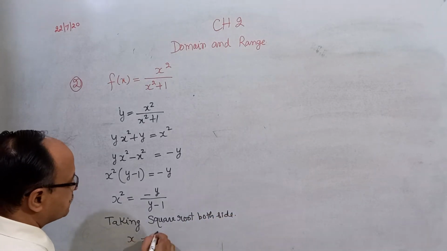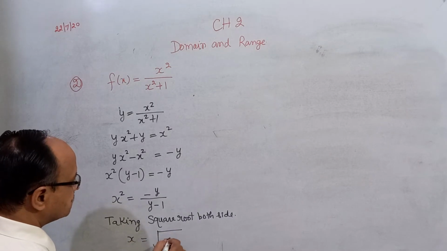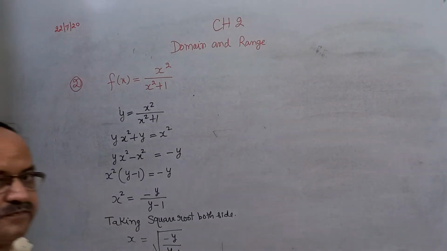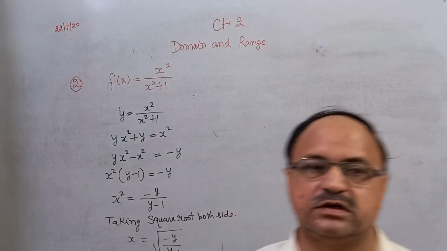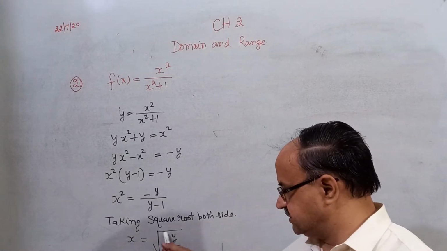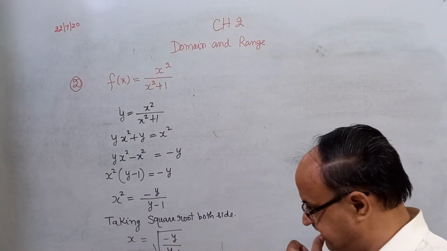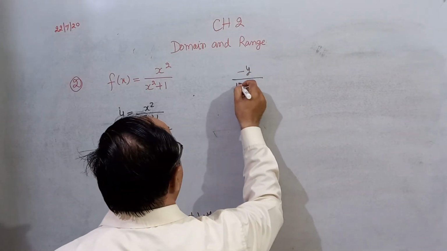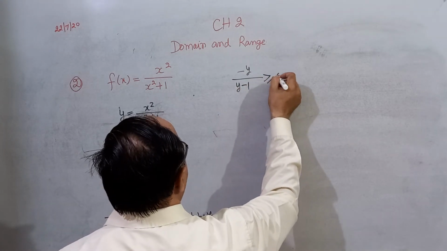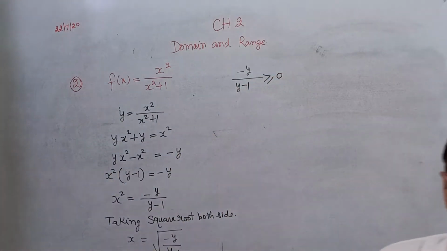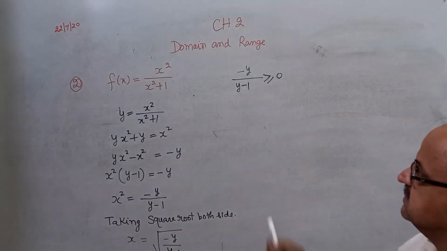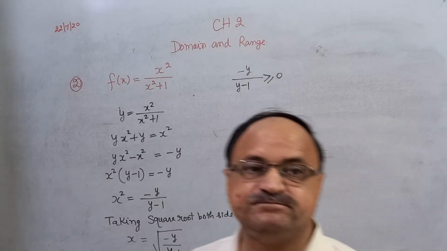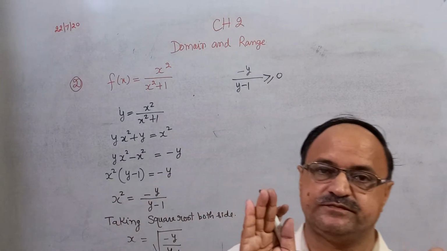that is x is equal to root of minus y upon y minus 1. Here, you know that the square root of a real number is always positive. So you can say minus y by y minus 1 is always greater than or equal to 0. But in this method, the coefficient of y should be positive.